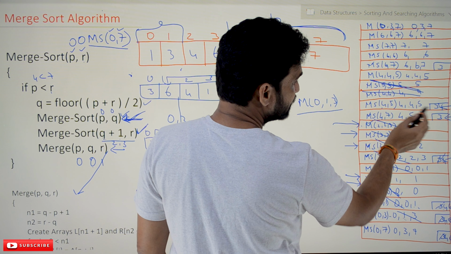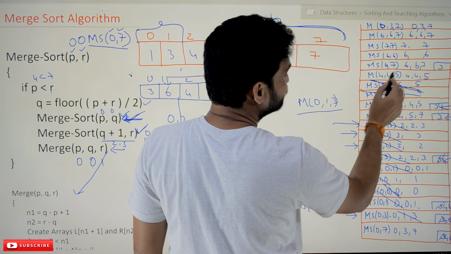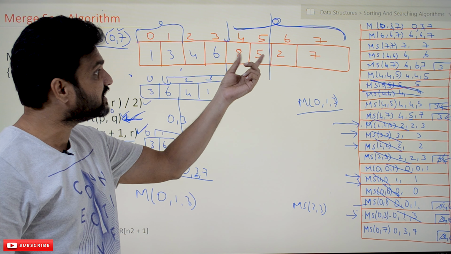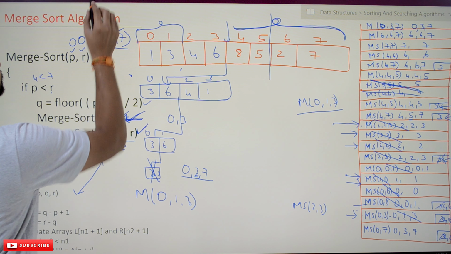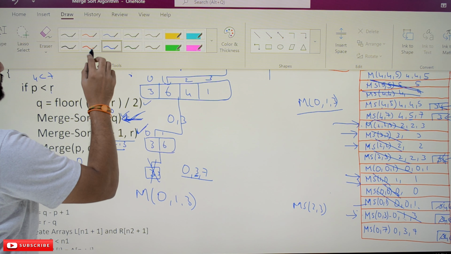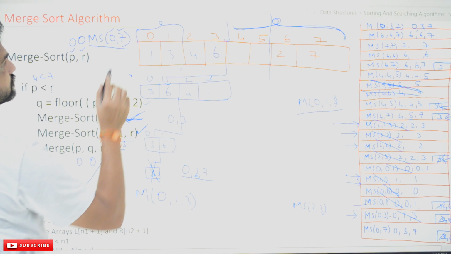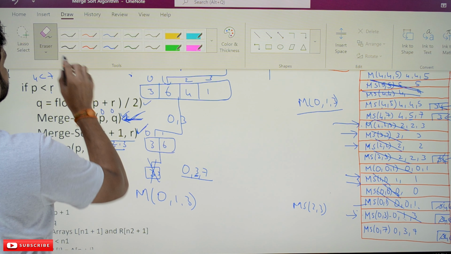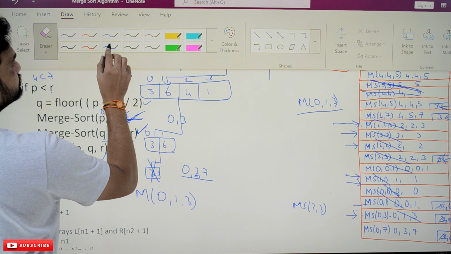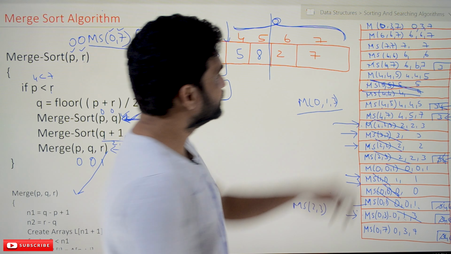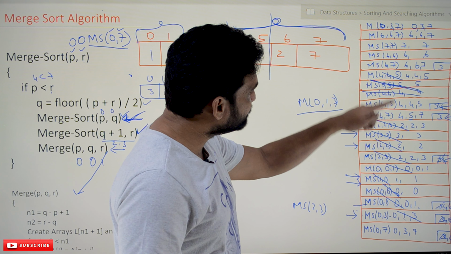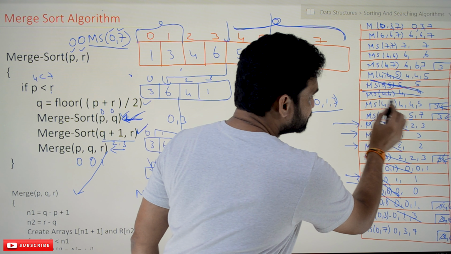We are done with this, and the fourth line has been done. The fifth line of code is M of 4 comma 4 comma 5, which means this part. Now this part will get sorted. So what is that sorted part? Again, we will arrange them in order: 5 comma 8. Okay, so now this one is also done. Now we have to come back to where we stopped. This one is also done.